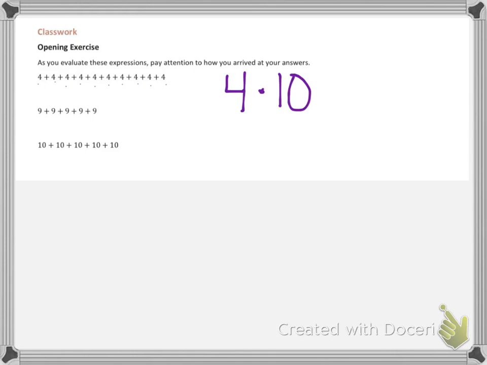The second one, it's the same code. We're going to repeatedly add 9, and we're going to do that 5 times. So 9 times 5 is the expression. And for the last one, we're going to repeatedly add 10, and we're going to do that 5 times. So 10 times 5 is the multiplication expression. All right, so that's repeated addition is multiplication.